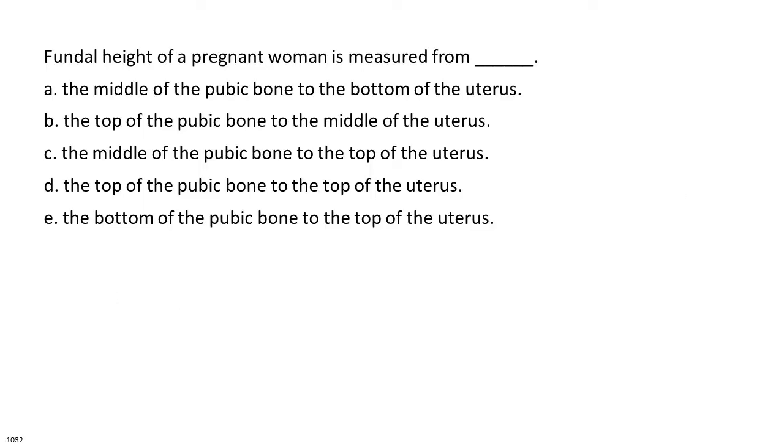Fundal height of a pregnant woman is measured from dash. A. The middle of the pubic bone to the bottom of the uterus. B. The top of the pubic bone to the middle of the uterus. C. The middle of the pubic bone to the top of the uterus. D. The top of the pubic bone to the top of the uterus. E. The bottom of the pubic bone to the top of the uterus.